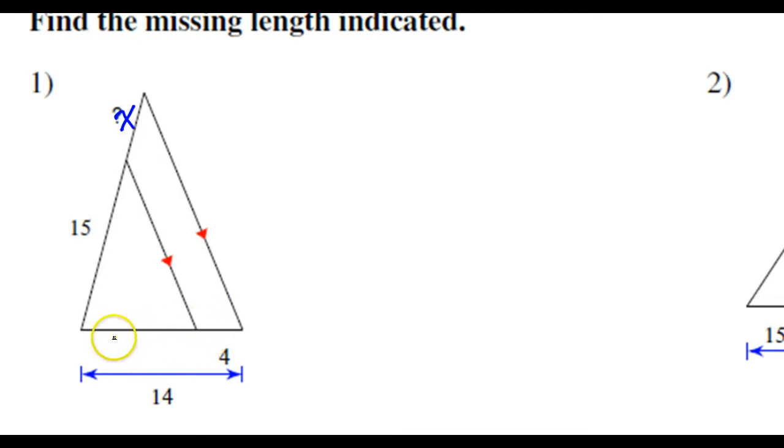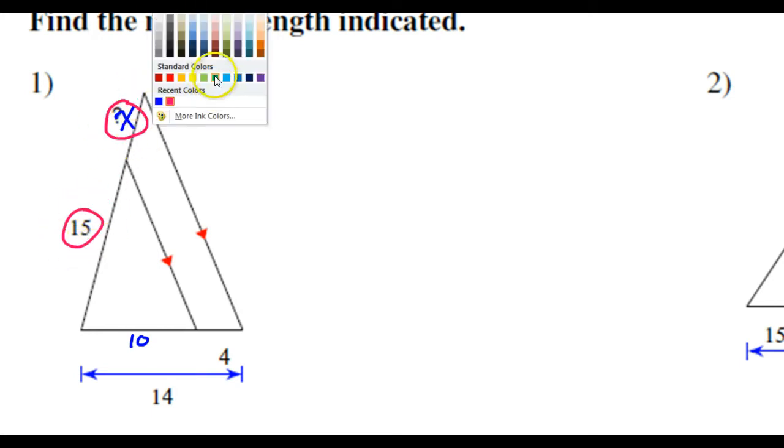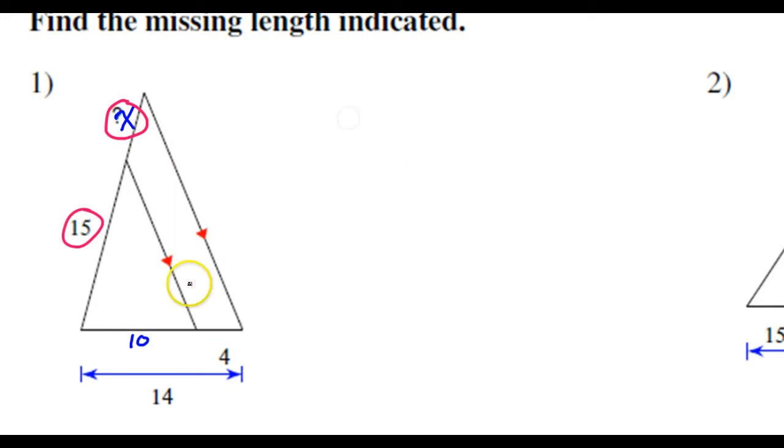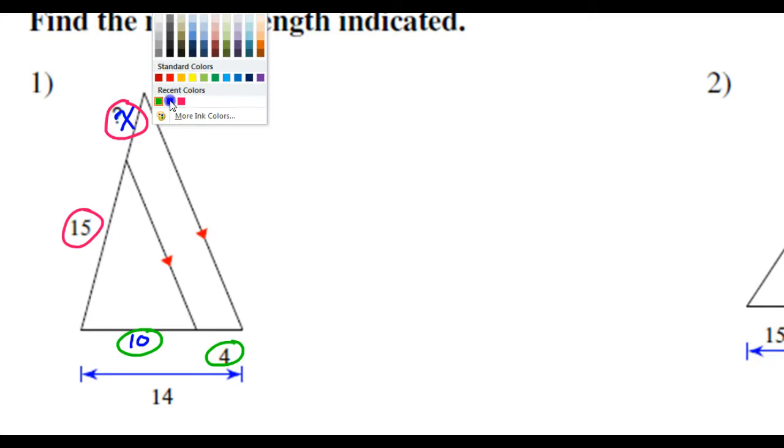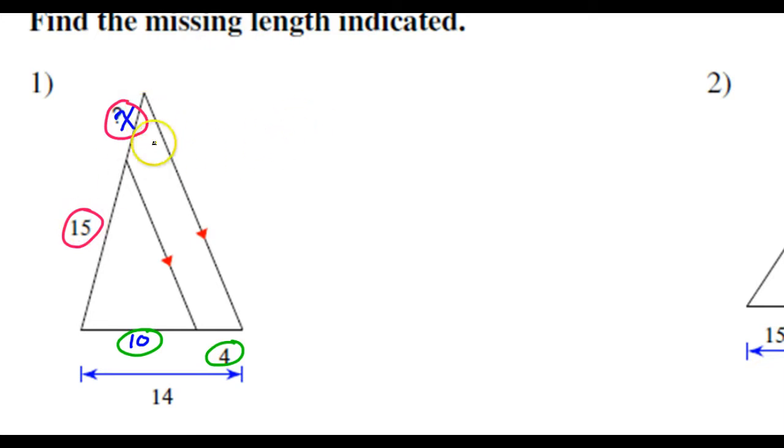So let's do the pieces. It would be good to have a number for this portion right here, and if this is 4 and the total is 14, of course that makes this 10. Now, according to the side splitter theorem, this pair will be proportional to this pair. So let's set up that proportion. So, for example, x over 15 should equal 4 over 10.